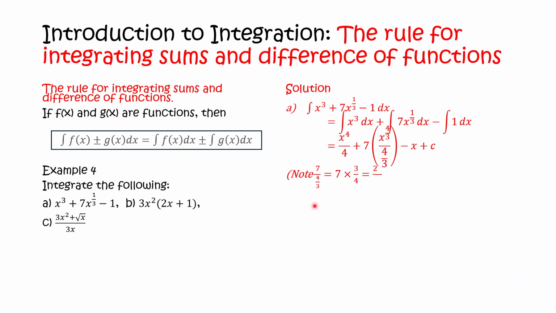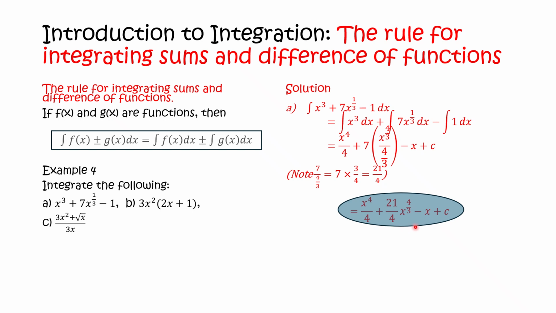Remember how we integrate the constant. So 1 becomes x, and we add 1 and divide by the new power for the other terms. Now, of course, we cannot leave our answers unsimplified. So taking note, 7 over 4 over 3 is the same as having 7 times 3 over 4, which is 21 over 4. Now, substituting that back into what we had, we are going to have our final answer as that.